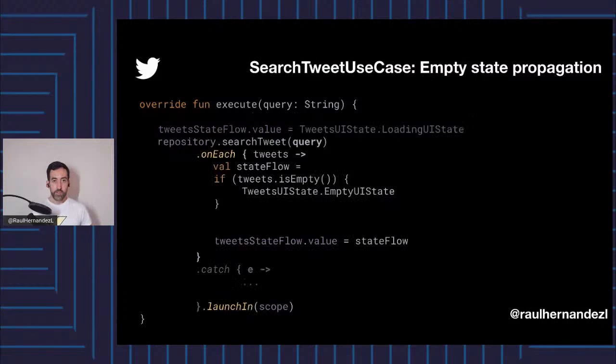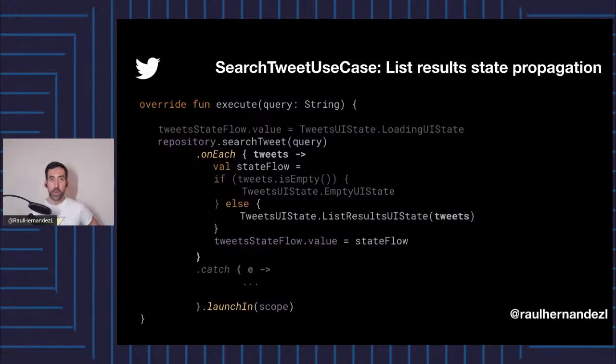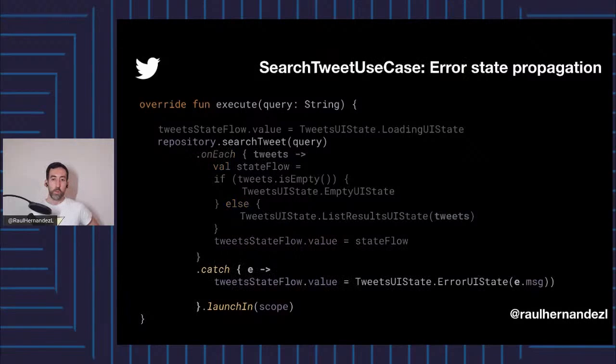So then for the search tweet query, we'll make sure that we pass another state right there. We'll make sure that there are not empty results, but if there are, then we need to pass an empty UI state. That's all. But if we have any results, we'll pass the list results UI state with the tweets. And then we'll make sure that the value setter will pass this to the StateFlow. So this is going to be super quick, actually. Then we'll catch the different problems, and if we have any, we'll pass the error and we'll show it up, and we handle that later in the UI. Obviously, it needs to be, again, with the launch in scope.